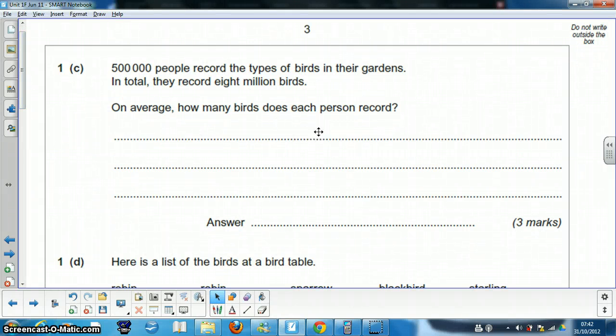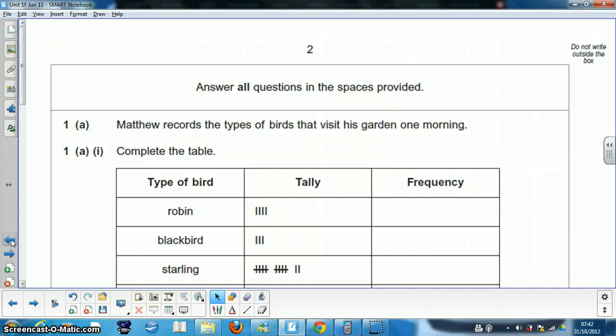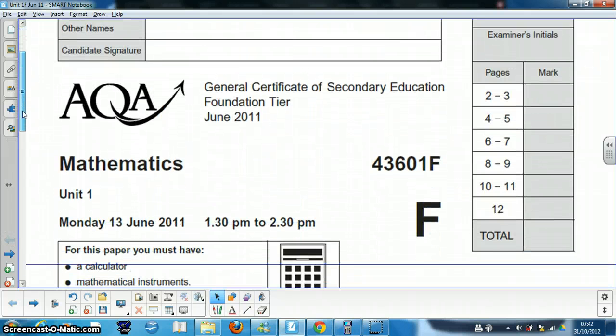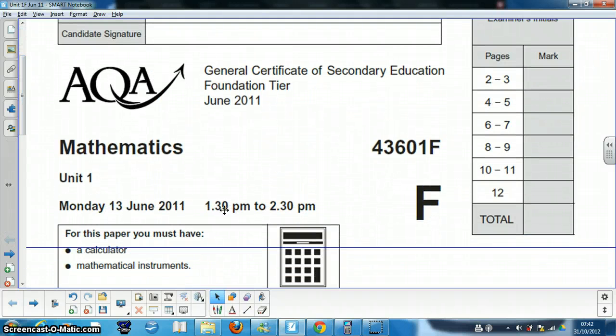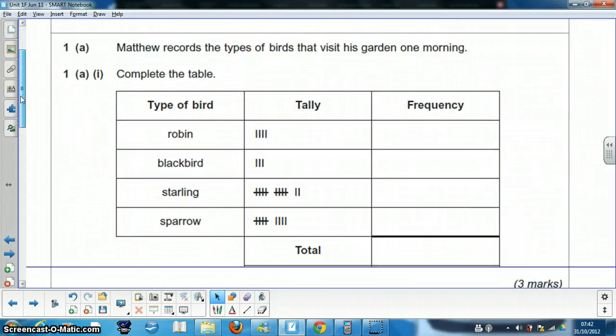Over the course of two small 15-minute videos, we're going to go through this paper here. It is, just remind myself, the Mathematics Unit 1 Foundation, and it's from June 2011. So look, question 1. Matthew records the type of birds that visit his garden one morning.